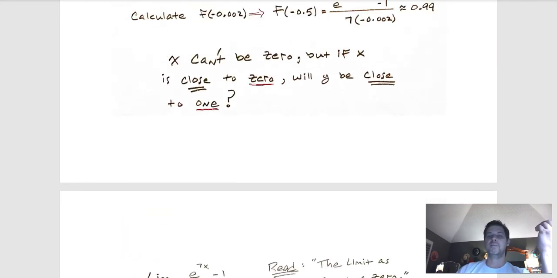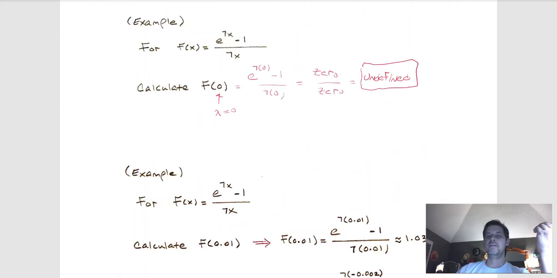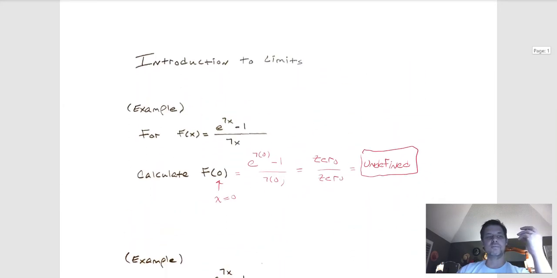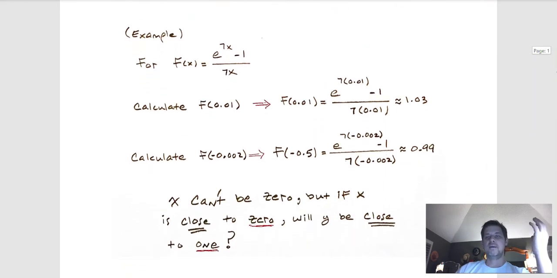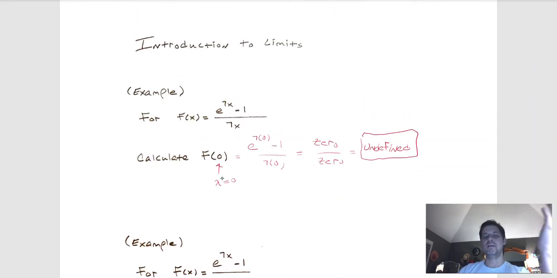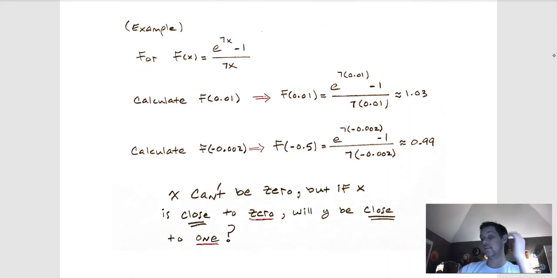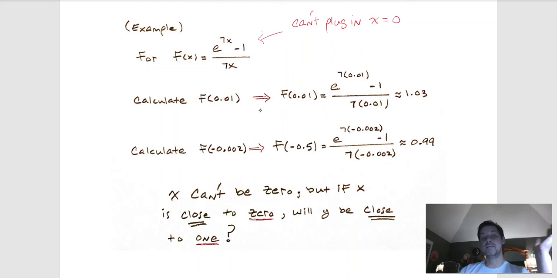In calculus, we're often concerned with very, very small changes or fluctuations. We don't just want to plug a number in and see what you get back out. We want to see larger patterns and trends and things like that. So what I'm thinking with this function is that you can't plug in x equal to 0, but something predictable does happen if the x is close to 0.